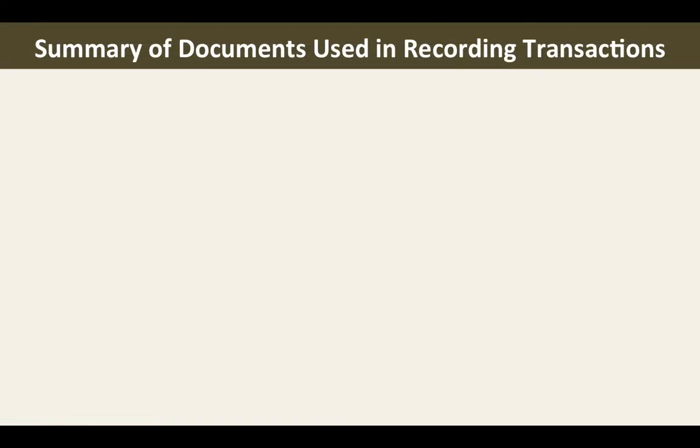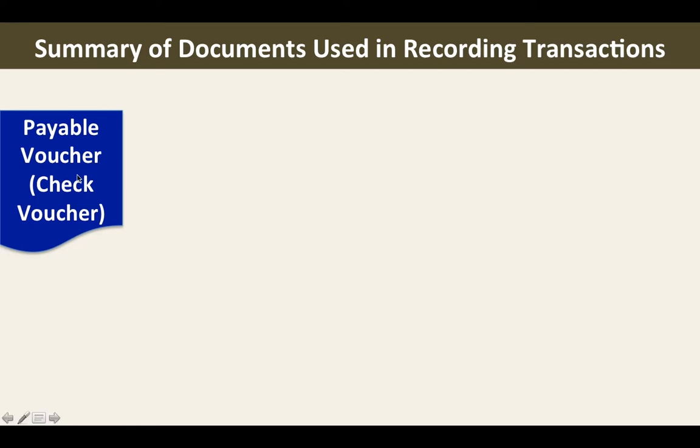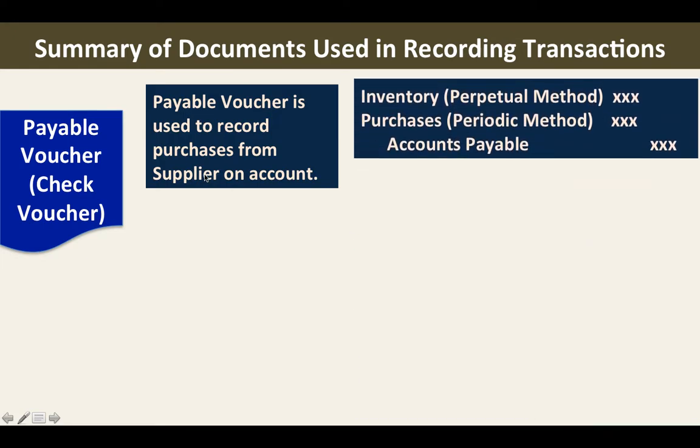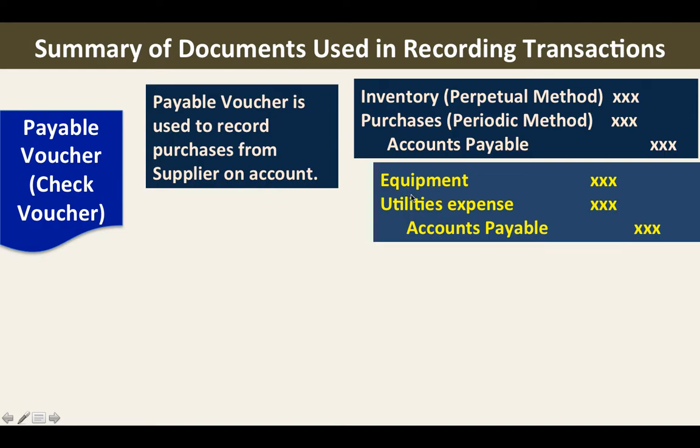Let's now summarize the documents in relation to the special journal. So we have the payable voucher or the check voucher. And this payable voucher, as we have learned, is used to record purchases from supplier on account. The entry will be we debit what we have purchased and credit accounts payable, because the payable voucher establishes the propriety of the payable. Or we can also use the payable voucher in other purchases, if you purchase equipment, or in recording expenses.